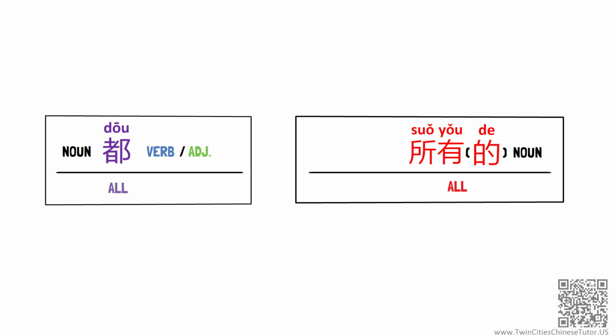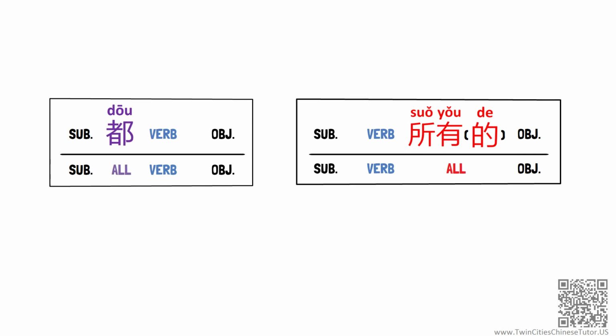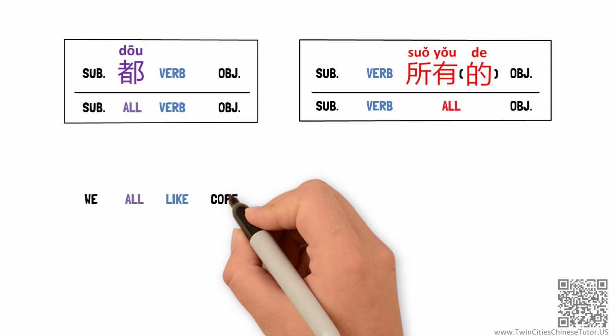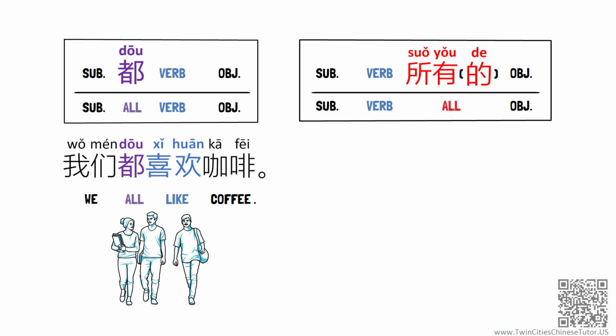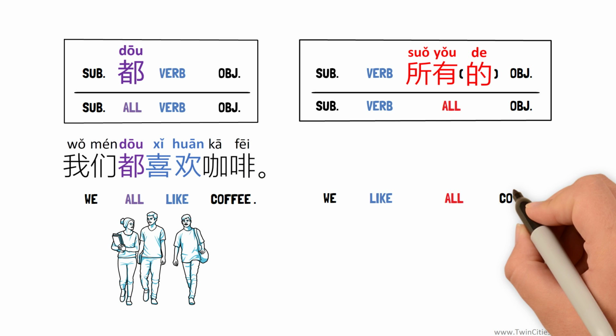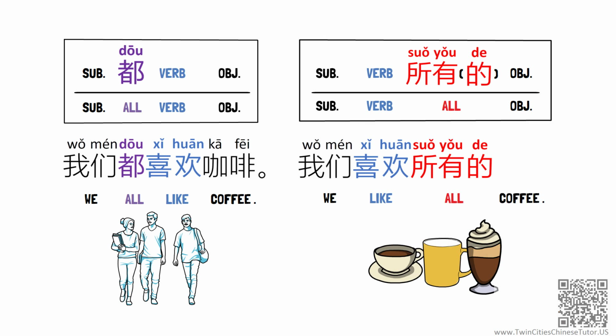describes. Because of this, we usually choose to use 都 to convey all for the subject of the sentence, and we choose 所有 to convey all for the object of the sentence. For example, if I want to say, we all like coffee, I would say, 我们都喜欢咖啡. But if I want to say, we like all coffee, I would say in Chinese, 我们喜欢所有的咖啡.